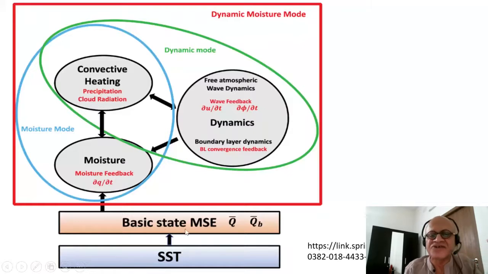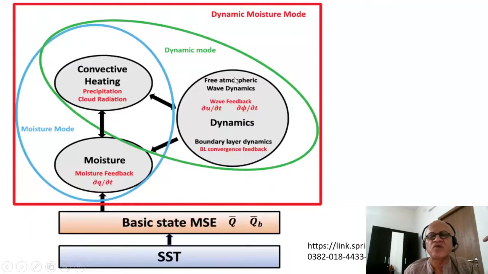It is clear in some models that when the model is coupled to the ocean, then the MJOs are better simulated, they are stronger, they propagate with a more realistic speed and so on. But the question is, how does sea surface temperature actually affect the MJOs? So you can think of basic state moist static energy, vertical instability, lifting moisture through the boundary layer, and then moisture feedback to convective heating.